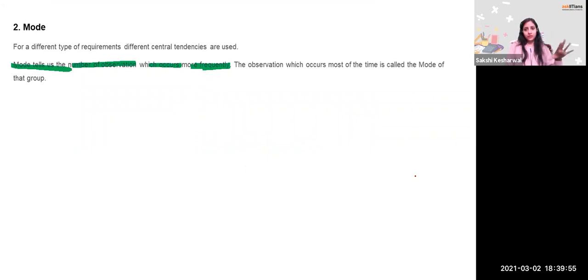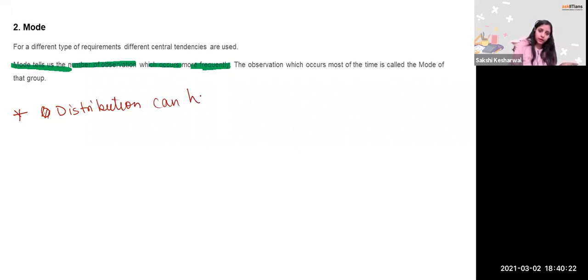Now, one more thing, beta. Mode is taken from the observations, right? You can write one more thing: it is not necessary that there will always be a mode, right? It is not necessary to always have a mode. And the distribution can have more than one mode.